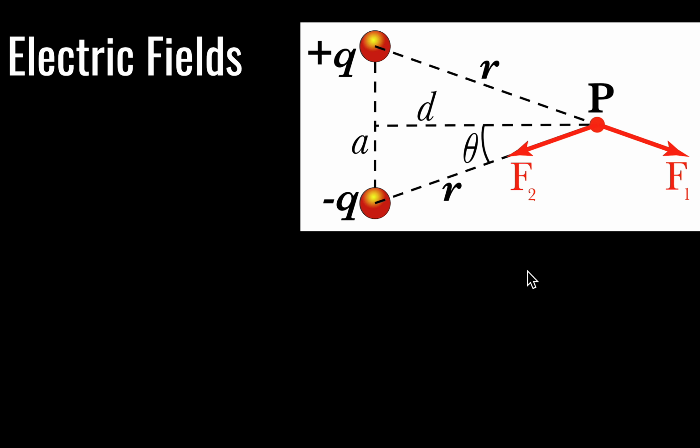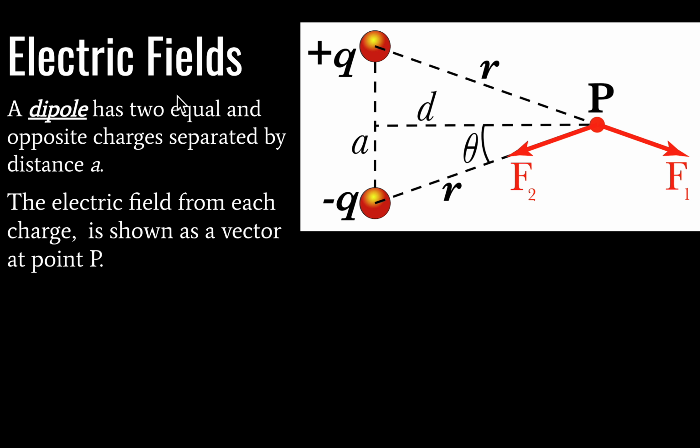Yay. All right, so here we're going to look at a couple of charges right next to each other. And these are what we call a dipole. So a dipole is defined by two equal and opposite charges. And in this case, they're separated by distance A. So the electric field from each charge is shown as a vector at point P. Actually, I've shown a force here, but it's fine. If we imagine that this is a test charge residing here at P, we'd just be looking at the force per charge, and that gives us our electric field.